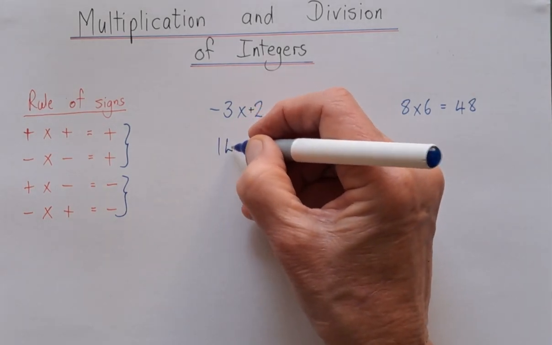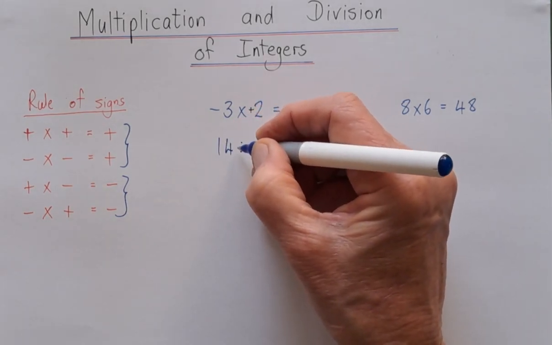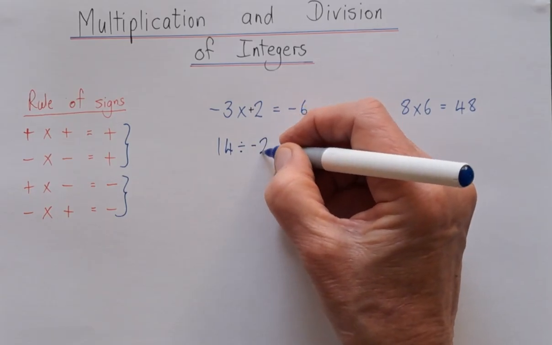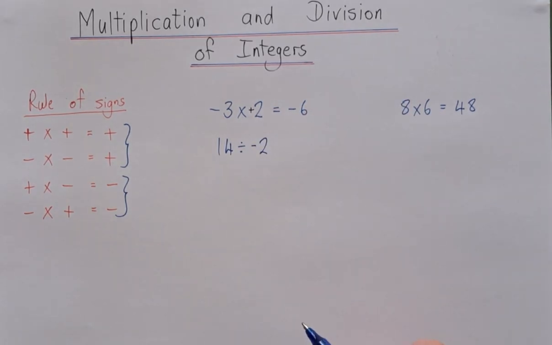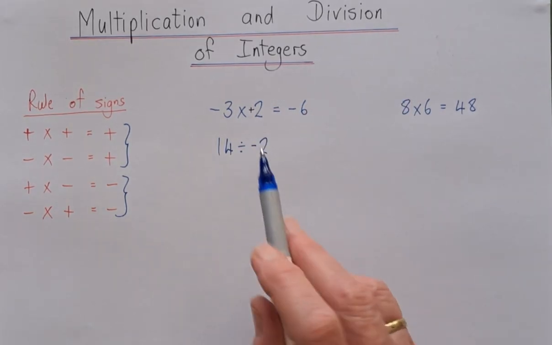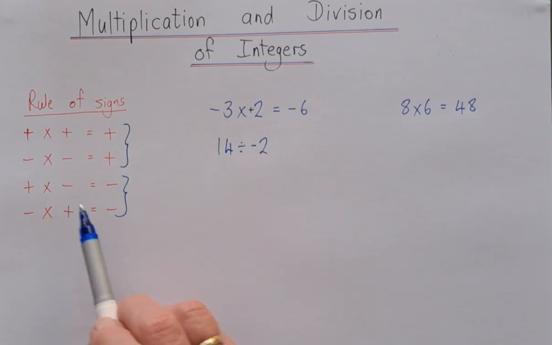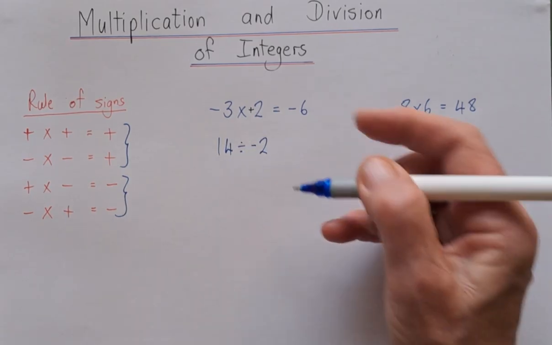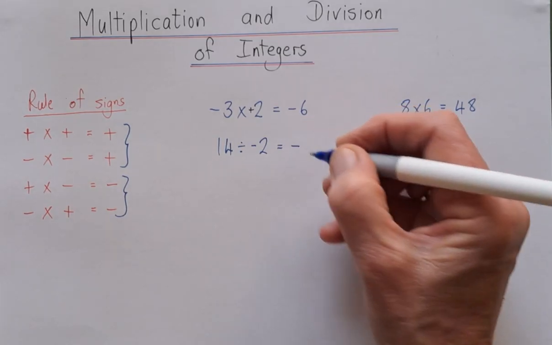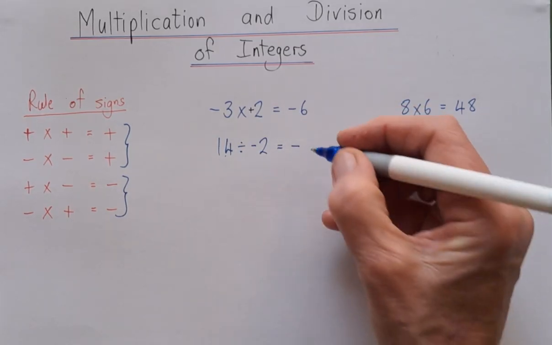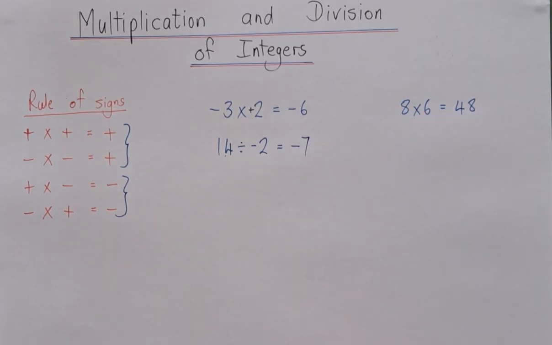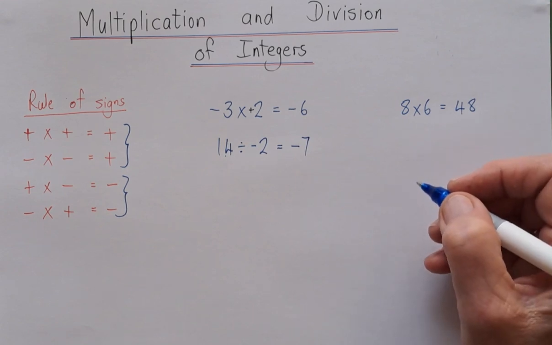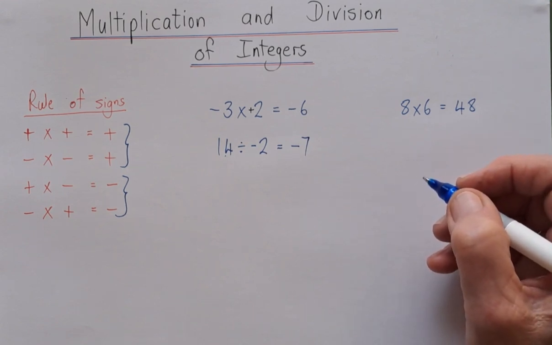So what if I had one with a division. 14 divided by negative 2. So same rules apply for division. First I'm going to do my signs. Positive divided by negative is negative. 14 divided by 2 is 7. Easy when you just do the signs and then the numbers separately.